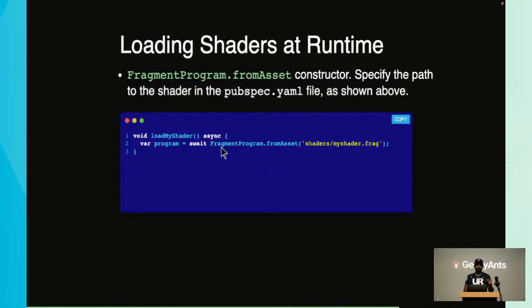This FragmentProgram is a new class built into your dart:ui library, where we can pull in the fragment shaders using the fromAsset named constructor, right? And I have just written an async method, loadMyShader, which basically brings my shaders into my Flutter app.